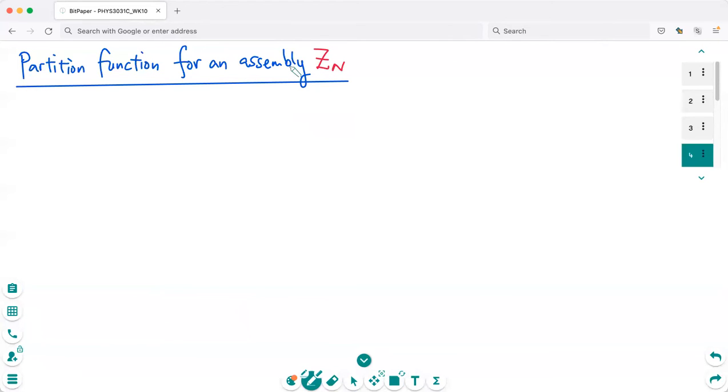Okay, so this is a collection of distinguishable particles, and they're identical, and I look at it as a system, and I want to ask, how do I treat the thermodynamic problem? So again, the first thing is to figure out how to write down the partition function. So that kind of partition function will be the partition function for the assembly.